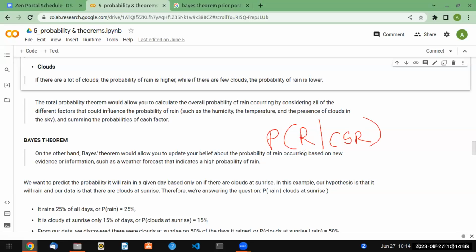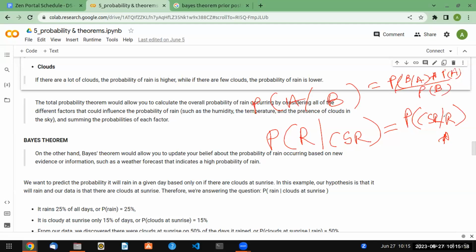But what if I put this into the formula? What do I need to write, guys? Tell me. This is probability of A given B, right? What is the formula? Probability of B given A. What do I need to write? Probability of CSR given R, into probability of A, probability of rain R, divided by probability of B, probability of CSR.